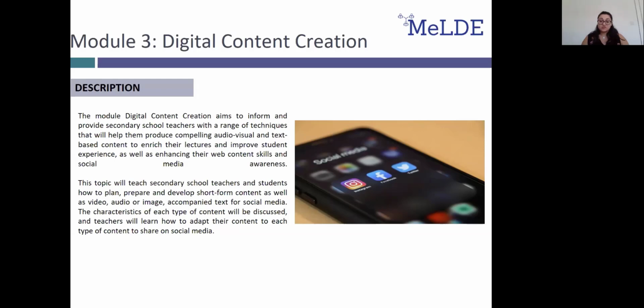This topic will teach secondary school teachers and students how to plan, prepare and develop short-form content as well as video, audio or image-accompanied text for social media. The characteristics of each type of content will be discussed and teachers will learn how to adapt to each type of content to share on social media.